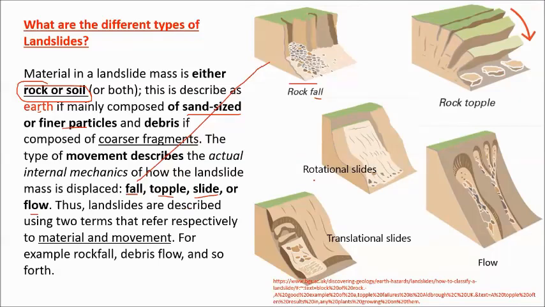Next is the slide. So saan yung slide? Meron tayong rotational or planar slides, and translational slide. And next is the flow. So thus, landslides are described using two terms that refer respectively to the material and the movement. So yan ang pag-describe ng landslide. So for example, rockfall, debris flow, and so forth.